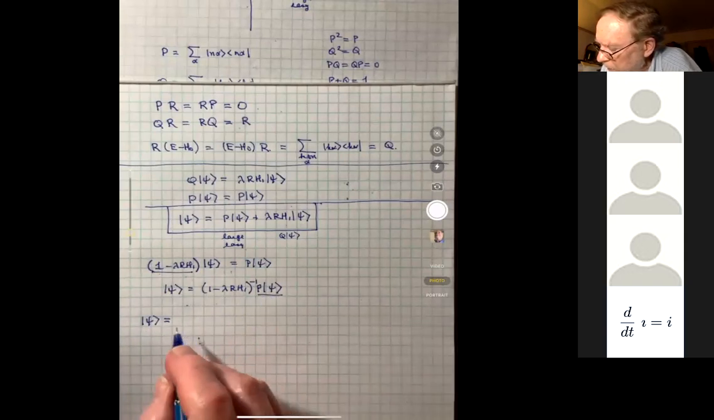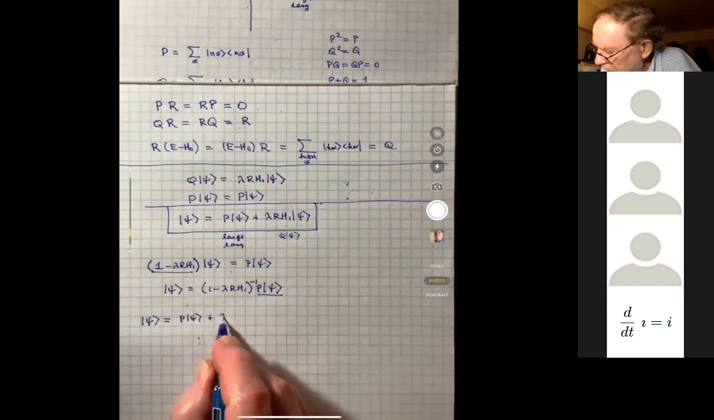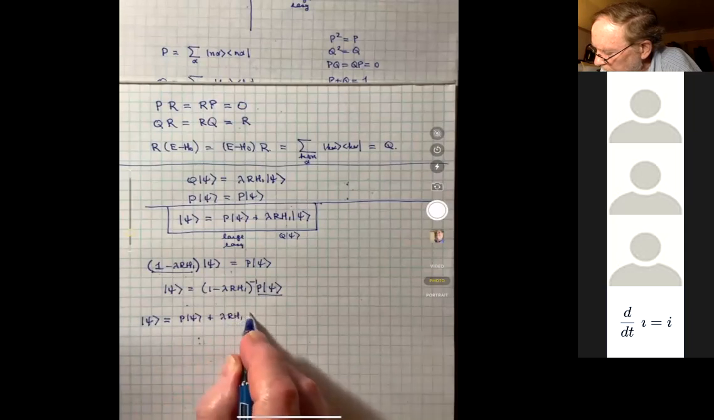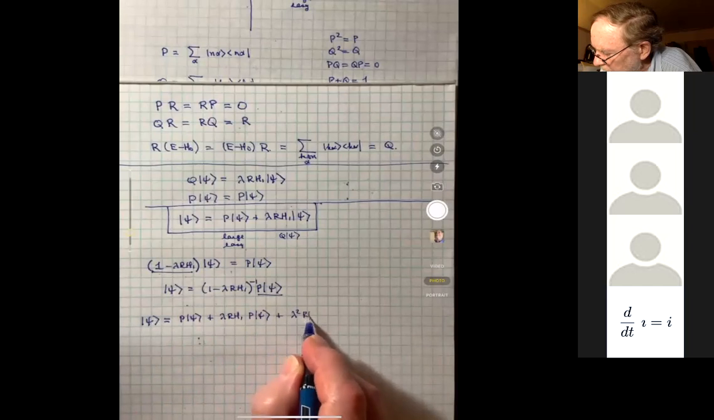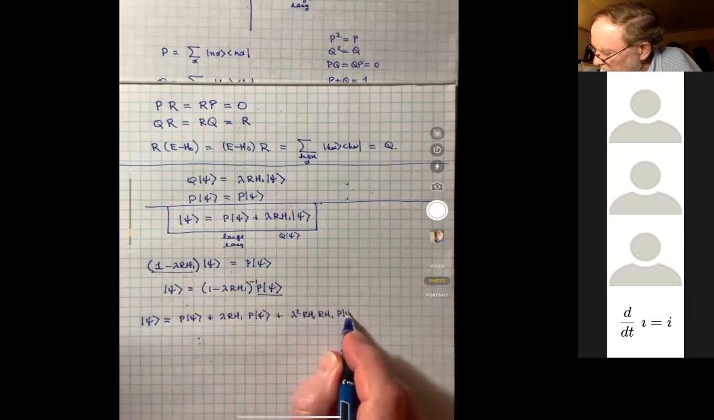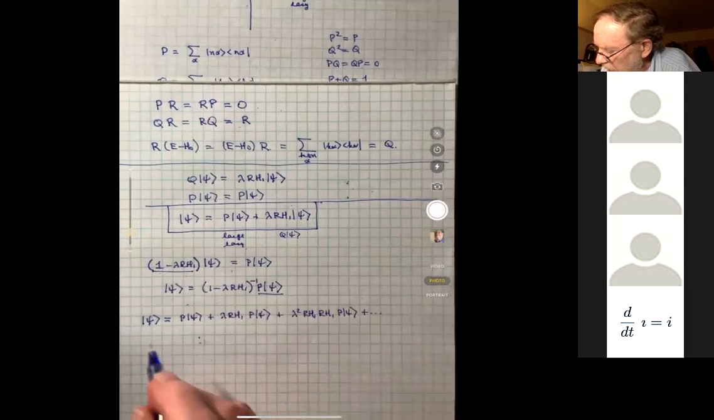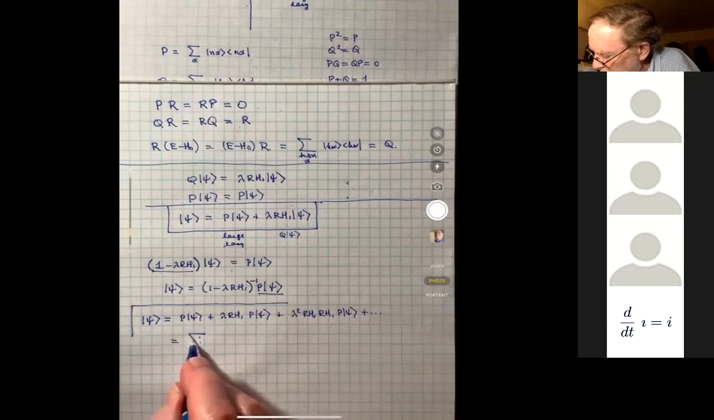So just expanding the series out, what we get is P psi for the first term. Then we get plus lambda R H1 times P psi. Then plus lambda squared R H1 times R H1 times P psi, and so on. You can carry the series out obviously forever. And let me box this because this is a basic power series. In fact, let me write it out explicitly in summation form.